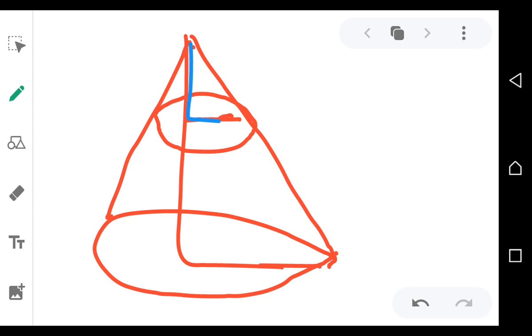So sometimes they may say this one is 4. Okay? They may say this one is 8. Okay? And then they may say the distance from here to there, they may just say it is 6. Have you seen? And then they'll tell you.